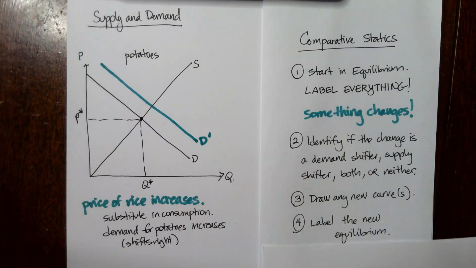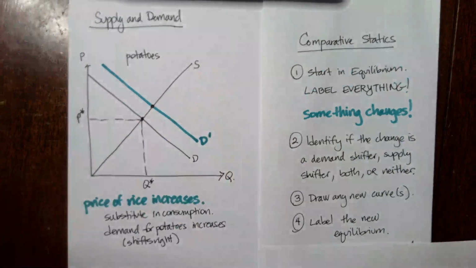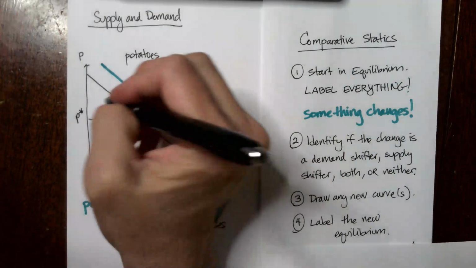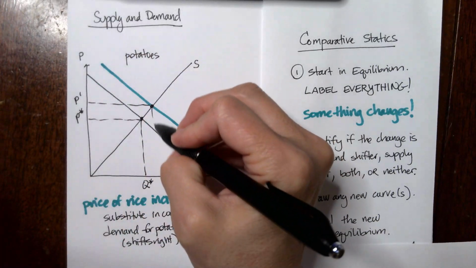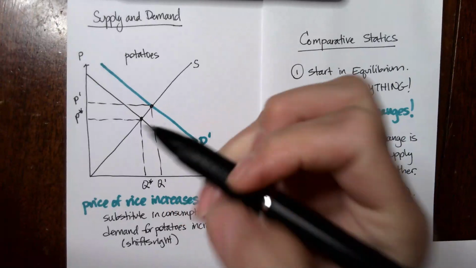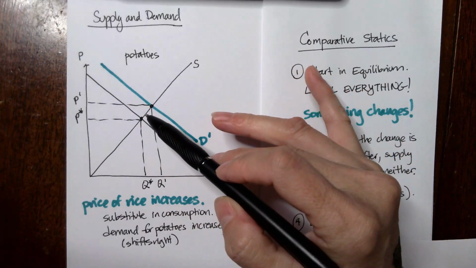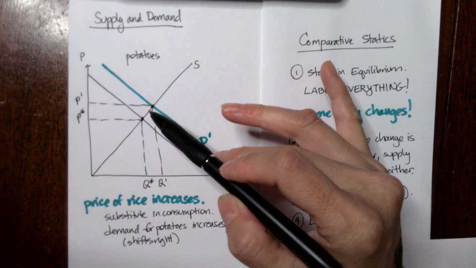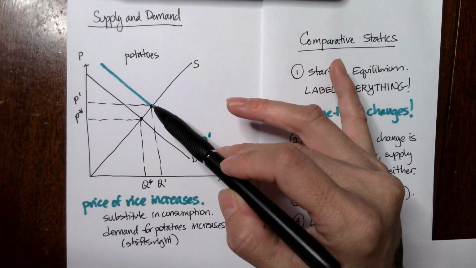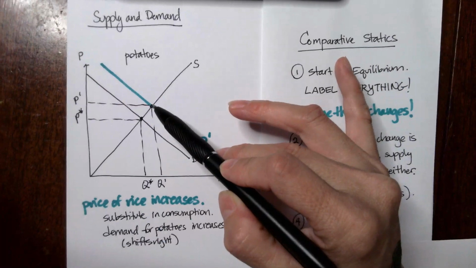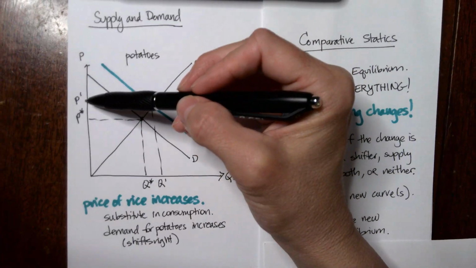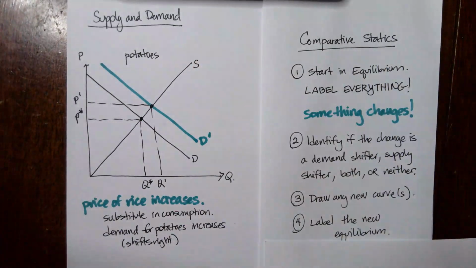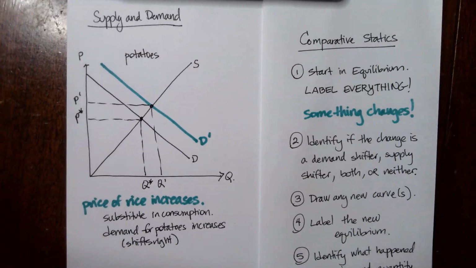And then we're going to label the new equilibrium. The new equilibrium is here, where that new demand curve crosses our supply curve. As people's willingness to pay for potatoes increases, that pushes the price higher, increasing the quantity supplied. We move along the supply curve to this new equilibrium quantity so that we're at a higher price than we were before. Our last step is going to identify exactly that.